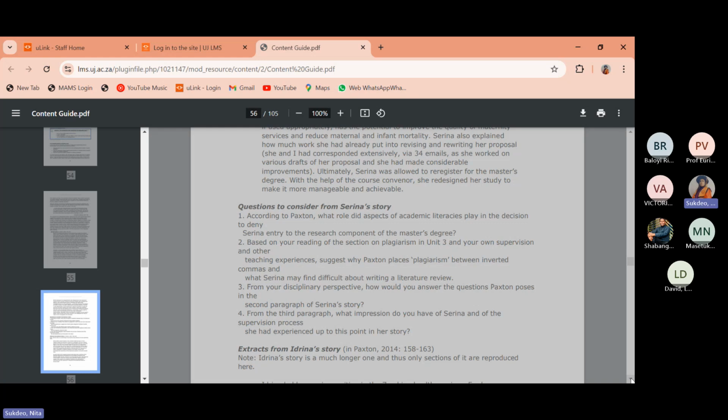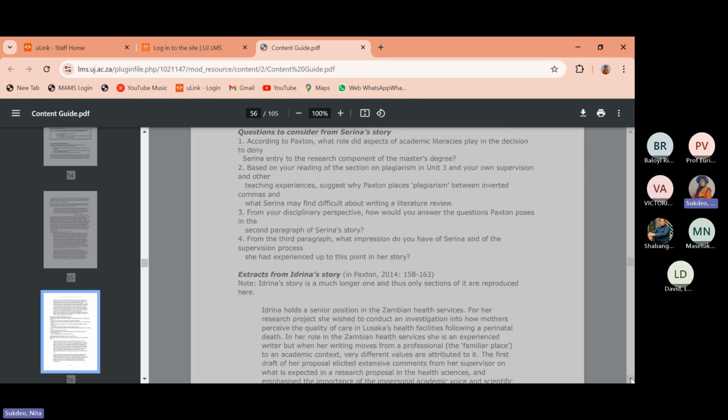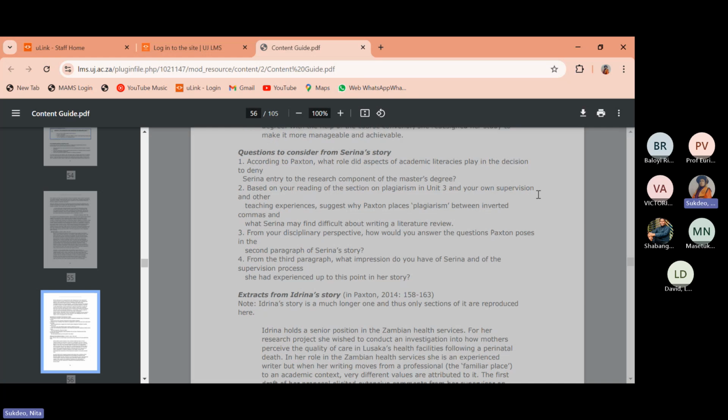She had everything there. It was just how she was going to write it. So the issue was writing it. She had good information, a solid investigation, just a matter of how to go about writing it in a proper way or in a scientific way, which was conducive for a research study.